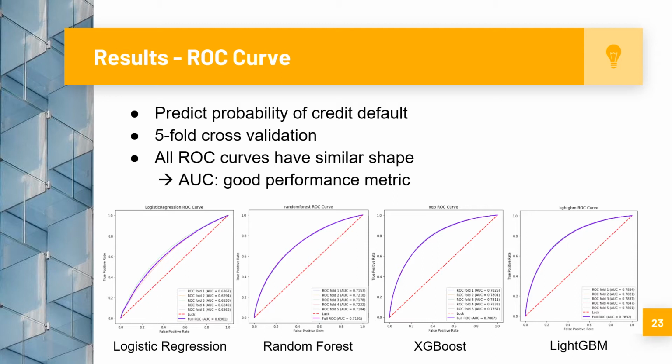We performed 5-fold cross-validation on the training data and plotted the ROC curves for each of the models. Since they have similar shapes, area under curve is already a good performance metric. For special cases like the curves having different shapes in different regions, we might need to use some other metrics, but for this particular case, area under the curve is already good enough.